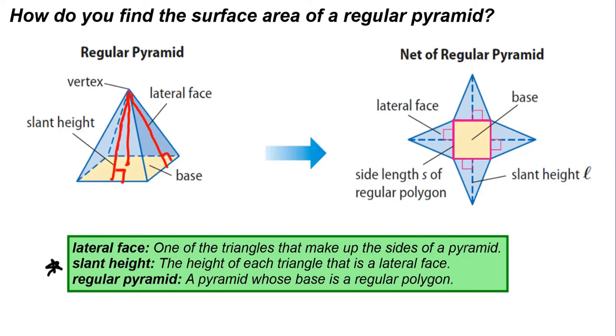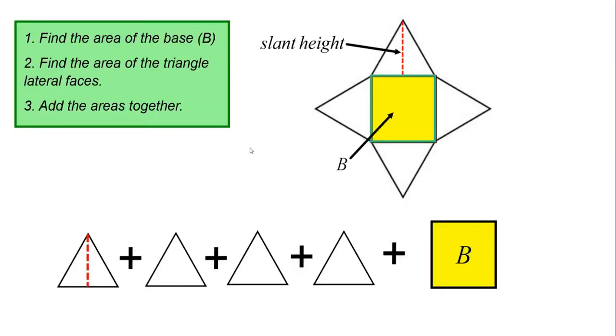And we need to know the height of those triangles, because when we go to find the areas of these faces, we're going to need to know the height of the triangle to find it. So we're going to use what's called the slant height, and we use a cursive L for the slant height so it doesn't look like a 1. So these are the pieces we're going to be looking at. And again, we're only going to be looking at regular pyramids. So our base is going to be a regular polygon.